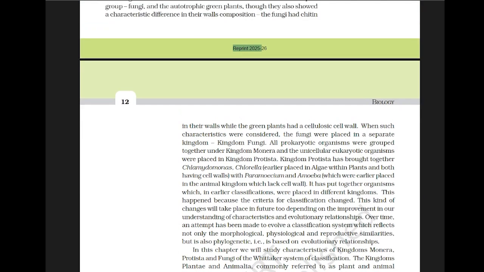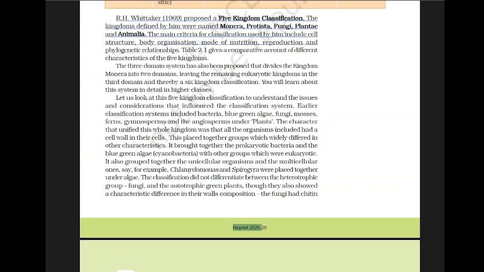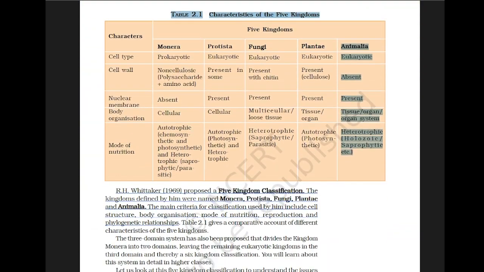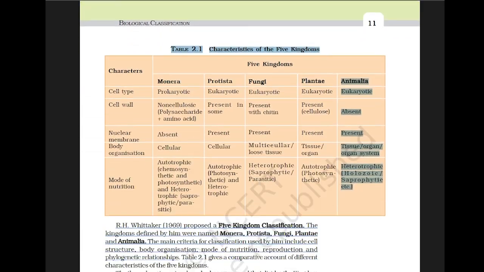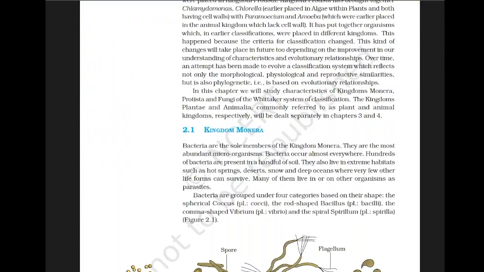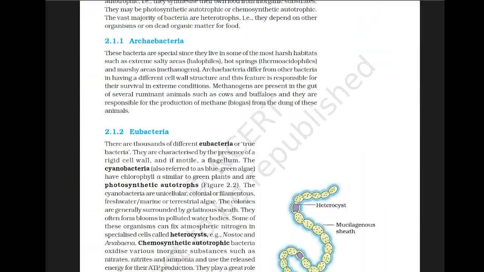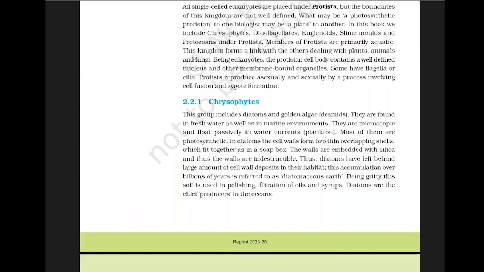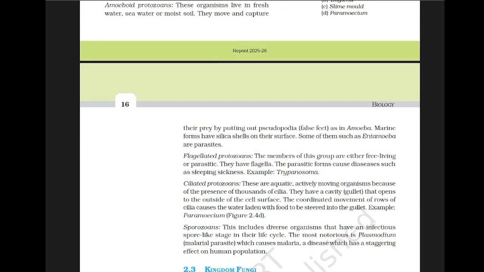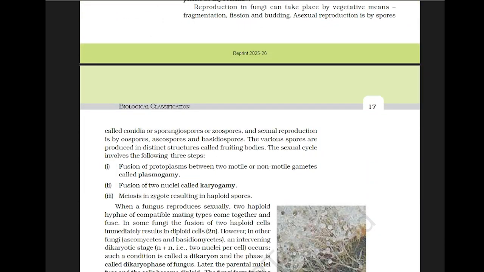So this is the primary information about 5 kingdom classification and about the overall biological classification. In the next video we can explain the 5 kingdoms in detail: kingdom Monera, kingdom Protista, kingdom Fungi, kingdom Animalia and kingdom Plantae.